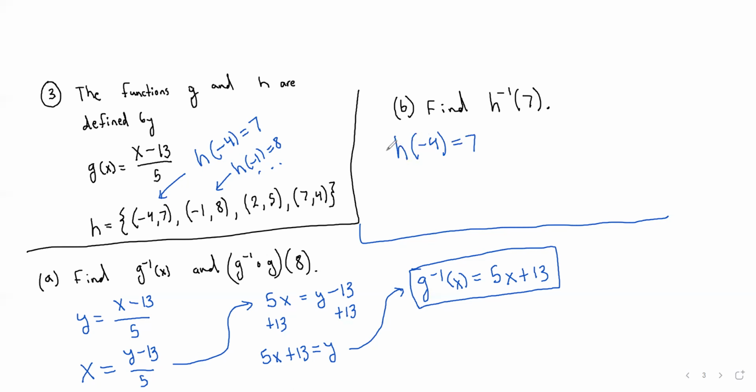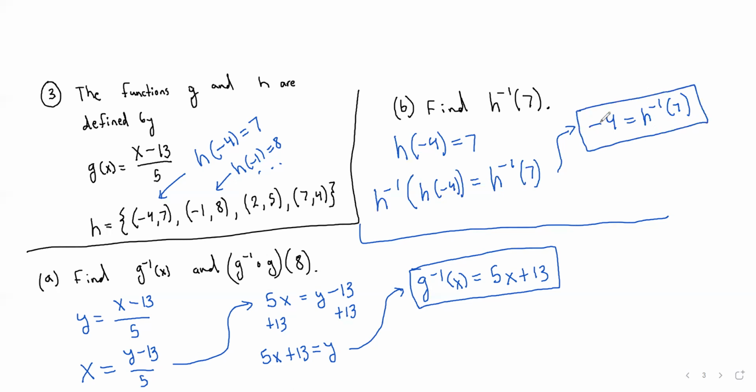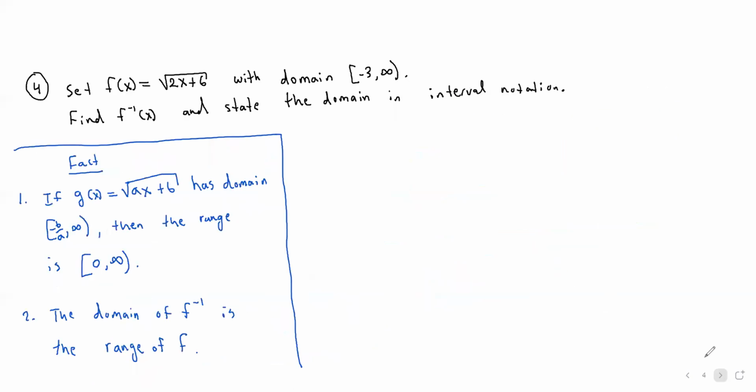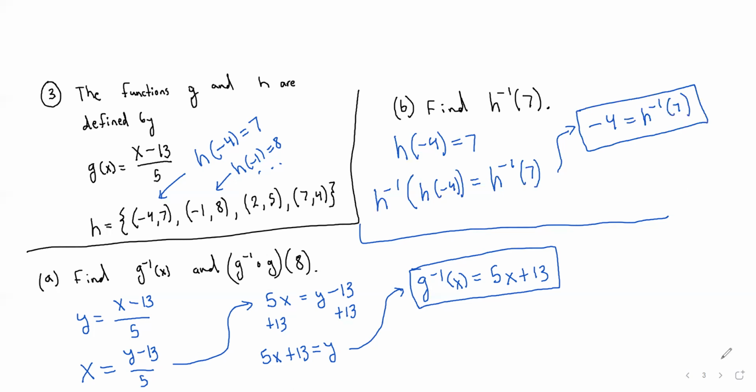So what I'm going to do is take the h inverse of both sides. So I'm going to take h inverse of h of minus 4, and this is equal to h inverse of 7. By the rule we had listed before, since h and h inverse are inverses of each other, this left side is just equal to minus 4. So we have minus 4 equals h inverse of 7. So our answer is minus 4.